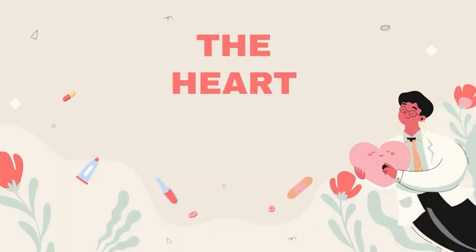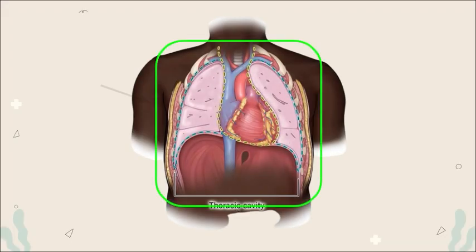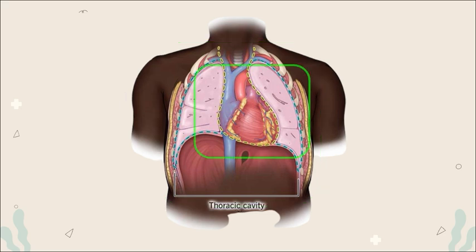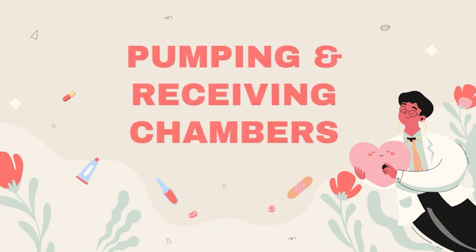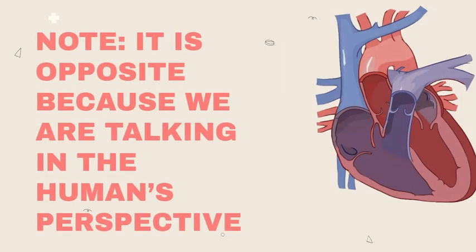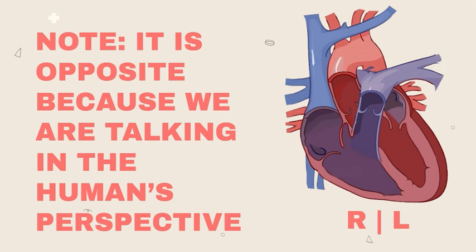To begin, all blood has to be pumped through the heart that resides within the medial cavity of the thorax, known as the mediastinum, or the space in the chest between the lungs, sternum, and spine. Within the heart, there are pumping and receiving chambers, but note that we are looking at the heart from the front, so everything is opposite because we are talking in the human's perspective, so the left is on the right, and the right is on the left.